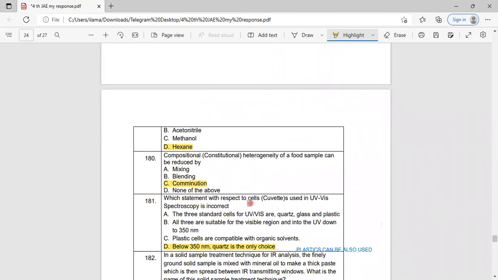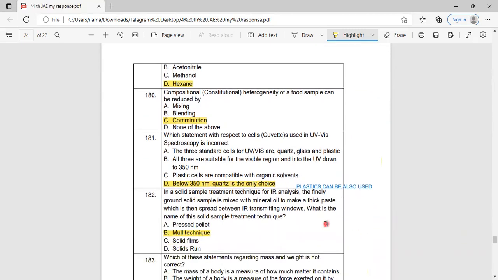Which statement with respect to the cells (cuvettes) used in UV visible spectroscopy is incorrect? "Below 350 nanometer, quartz is the only choice" is incorrect. We can also use plastic cuvettes.